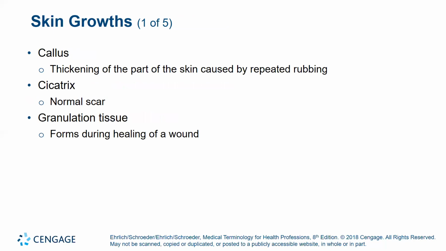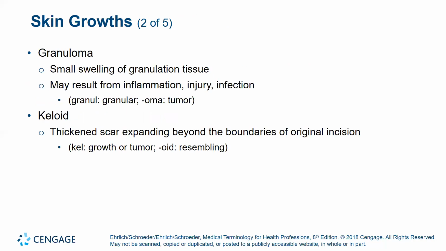Let's look at some skin growths. Callus is a thickening of part of the skin caused by repeated rubbing. Cicatrix is just a normal scar. Granulation tissue is formed during healing of a wound. We have granuloma. Granul is granular, oma is tumor, so it's a small swelling of granulation tissue. Keloid. Oid is resembling. Kel is growth or tumor, so it's resembling a growth or tumor.